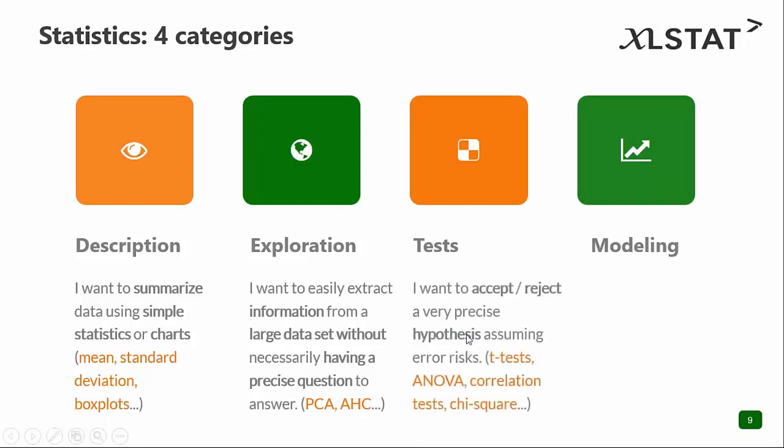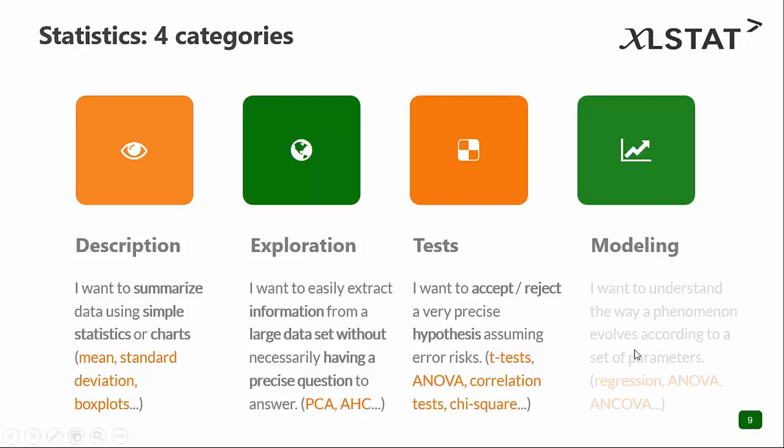Statistical tests allow us to accept or reject very precise hypotheses, assuming error risks. So here we extract hypotheses, but we are not sure statistically if they're valid or not. Statistical tests allow us to validate or to reject hypotheses, of course, assuming some error risks. So the 2 approaches, description and exploration on one side and tests on the other, are very complementary.